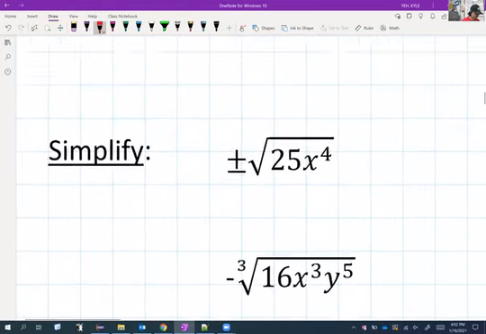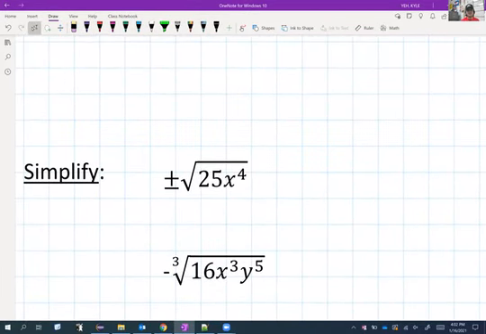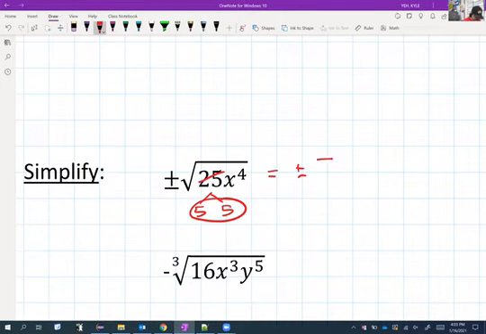All right, so let's simplify a couple of these. Notice that this first one very clearly asks us for both answers, the plus or the minus. So our final answer should include both of those roots. It looks like a square root. No index is written there, so we can assume we're looking at a square root. 25 is 5 times 5. Square root, we're looking for groups of 2. So it looks like we can pull a 5 out and have no numbers left inside.